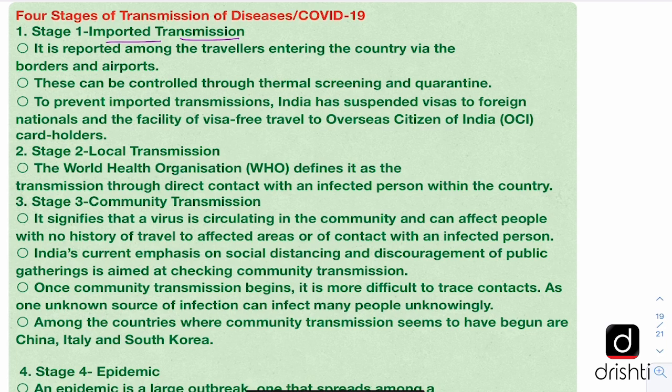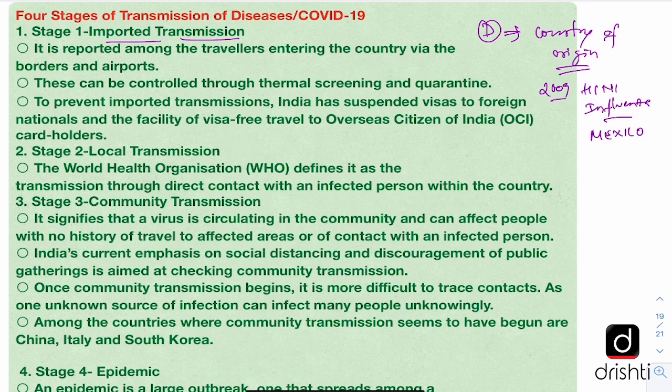And here we should know that any disease for that matter will always have a country of origin. For example, in 2009, H1N1 influenza started from Mexico. And here in 2019-20, we have the COVID-19, which has originated from China. So the first stage is of imported transmission.